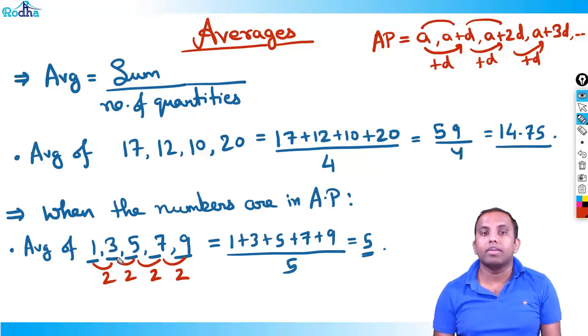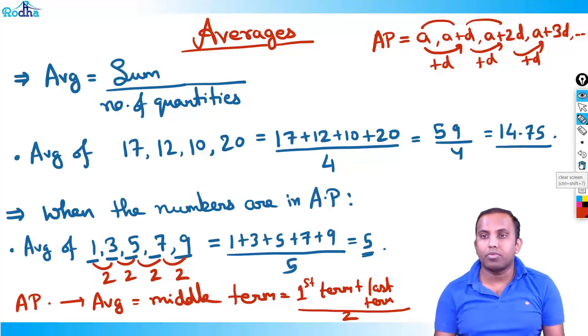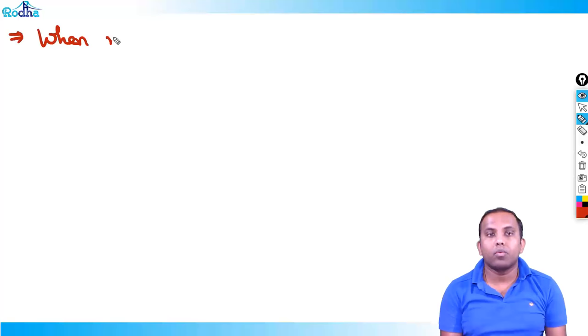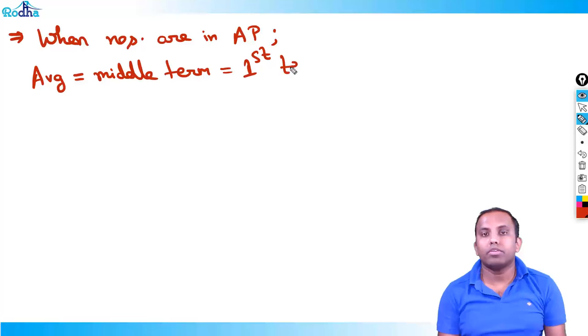So 1, 3, 5, 7, 9. This is AP. So when numbers are in AP, average is always the middle term. Okay, and the middle term is calculated by first term plus last term divided by 2. Okay, now we'll discuss in the next slide. This funda, what I wrote was: when numbers are in arithmetic progression, that is AP, average is equal to the middle term of AP, which is calculated by first term plus last term by 2.